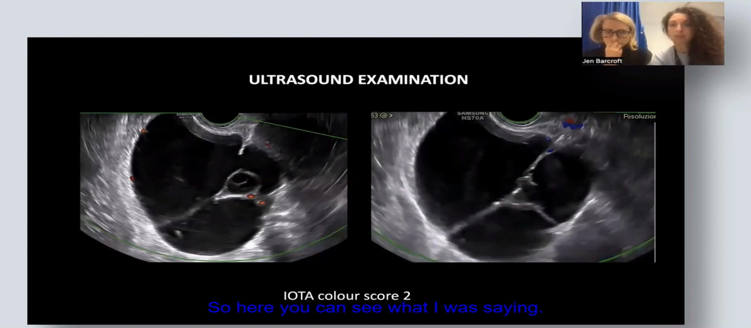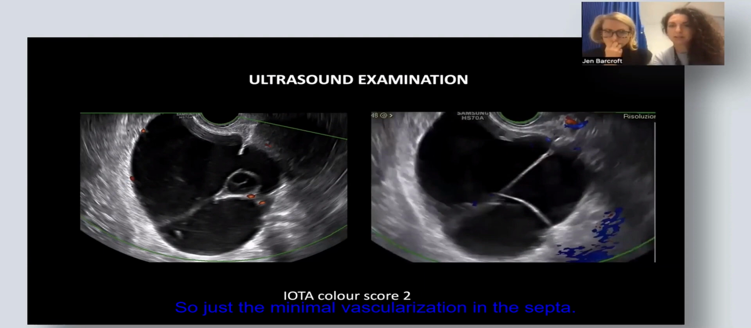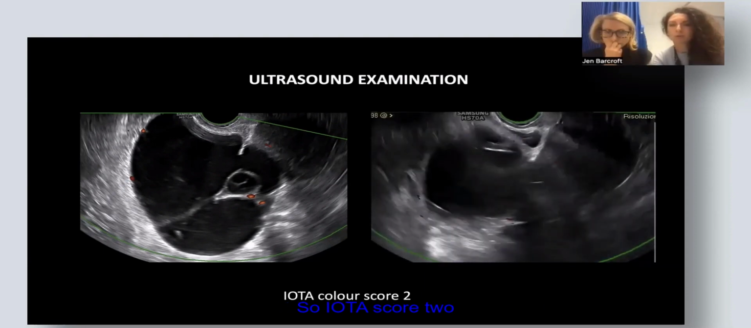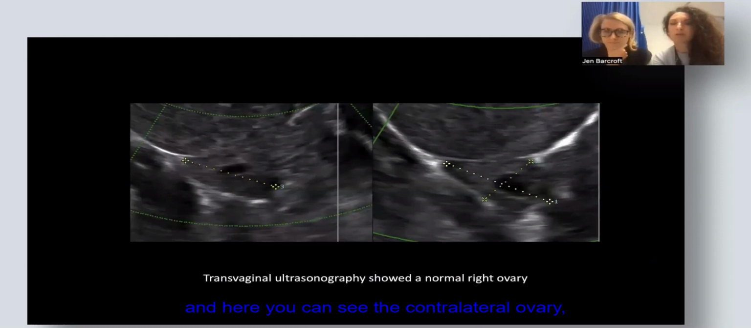So here you can see what I was saying. So just a minimal vascularization in the septa. So IOTA color score 2. And here you can see the contralateral ovary, which was just normal.